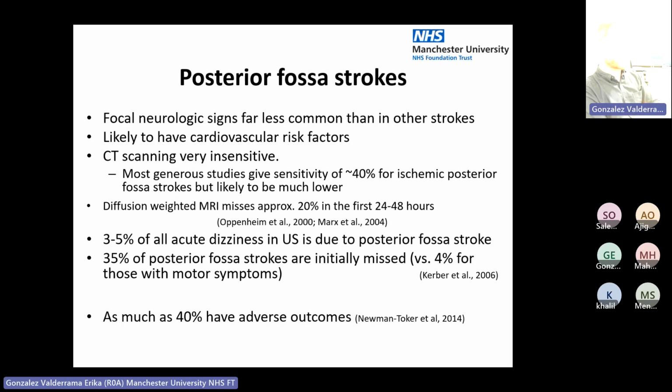CT scans, which they'll all have had by the time you get down there, they'll have had a CT head probably, and they're not very good for ischemic posterior fossa strokes, as I'm sure you know. And even DWI MRI does miss 20% in the first couple of days before the infarction starts to show. So that's why this HINTS protocol was developed to try and catch the strokes that are missed, because many of them come back with much bigger strokes.